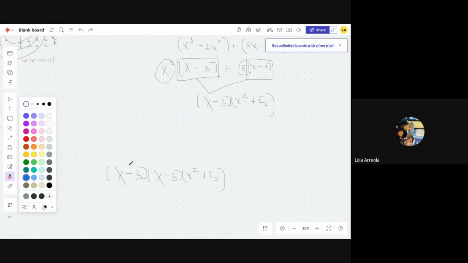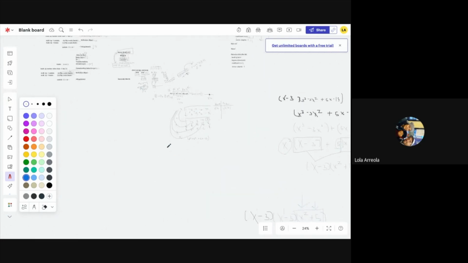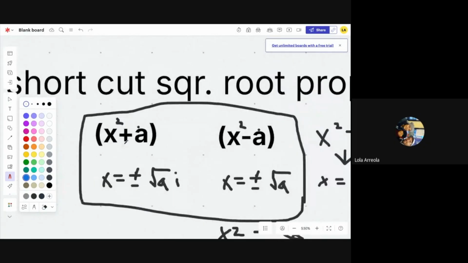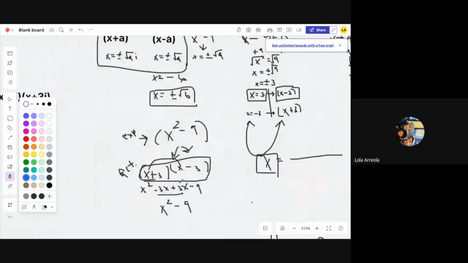Okay. x is to the first power here. x is to the first power here. x is to the second power. Oh, man. But I only have two terms. Ooh, don't I have something in the form x squared plus 5? x squared plus a. So what do we do when we have something in the form x squared plus a? When I have x squared plus a, I basically just have x is equal to plus and minus the square root of a.